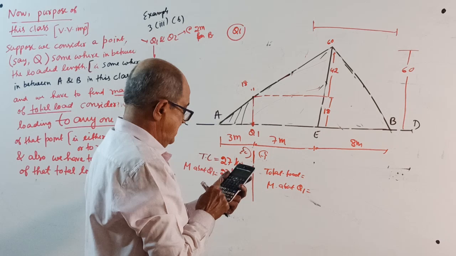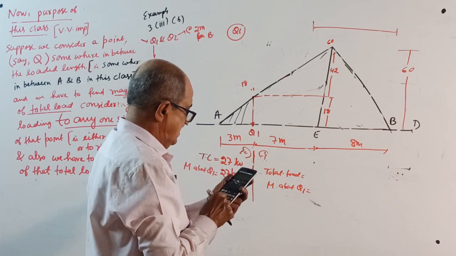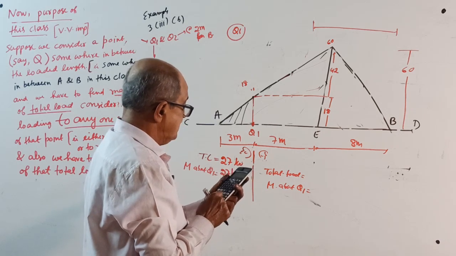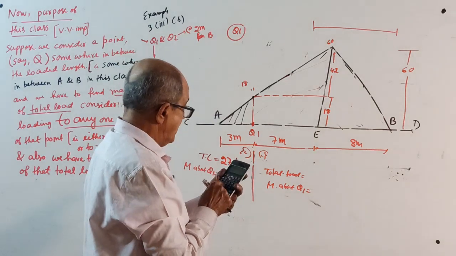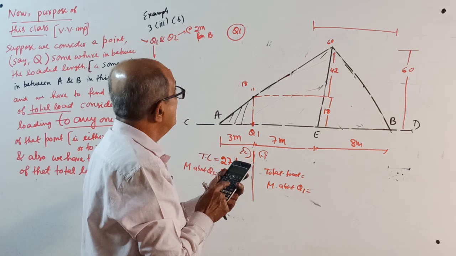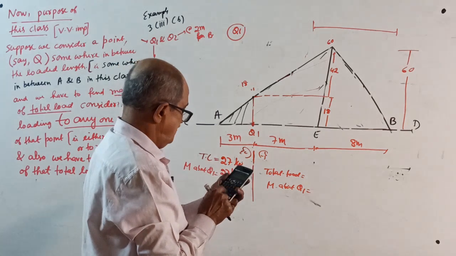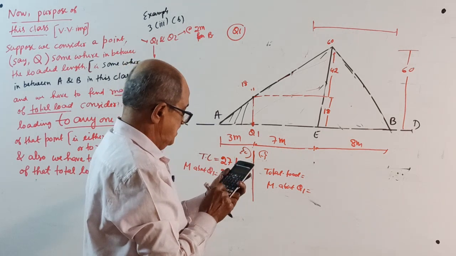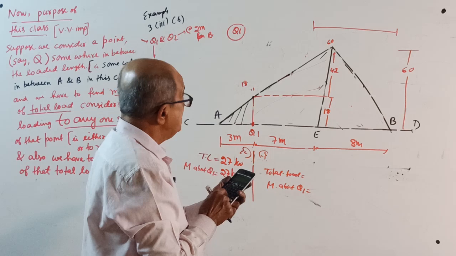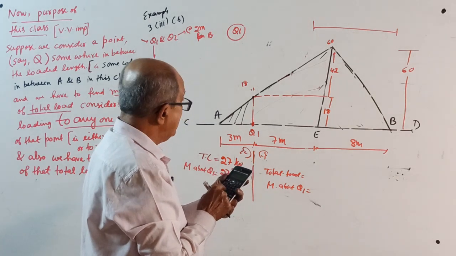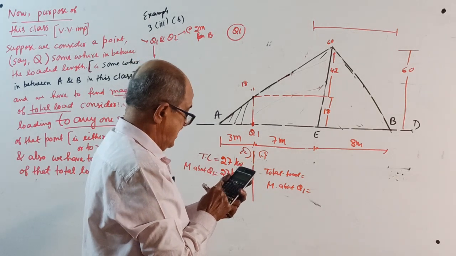18 plus twice of 60 by bracket 18 plus 60 into 7 by 3 is the distance into bracket 18 plus 60 divided by 2 into 7 is the moment plus half into 8 into 60 into bracket 7 plus 8 by 3.